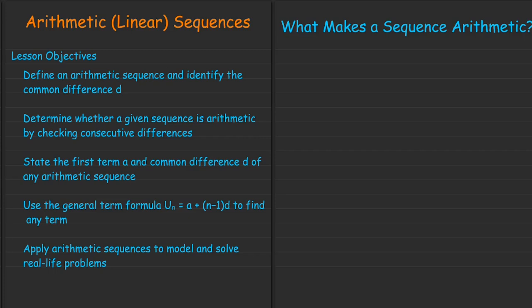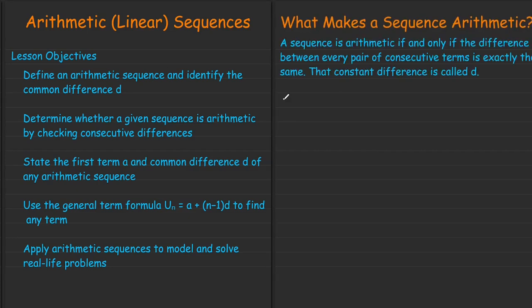So let's start by asking the question, what makes a sequence arithmetic? We say a sequence is arithmetic if and only if the difference between every pair, take note of this, every pair of consecutive terms is exactly the same. Now this difference is what we call the D, or the constant difference.